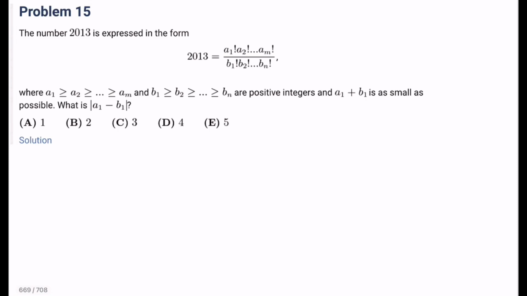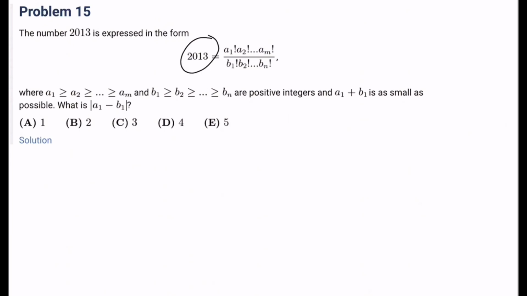Number 15, the number 2013 is expressed in the form 2013 equals this thing, where a1, a2, all the way to am are in decreasing order, and b1, b2, same thing, b1 is the greatest, and then it's all decreasing like that, right? And they're positive integers, and a1 plus b1 is as small as possible. What is the absolute value of a1 minus b1?